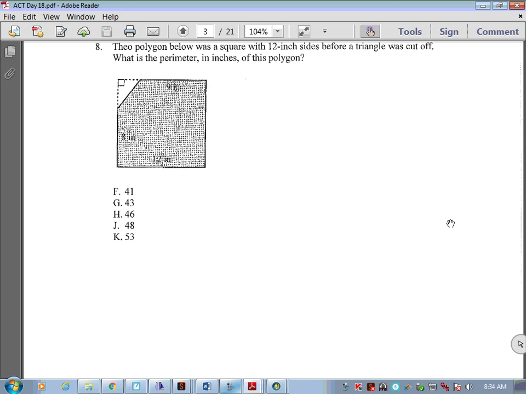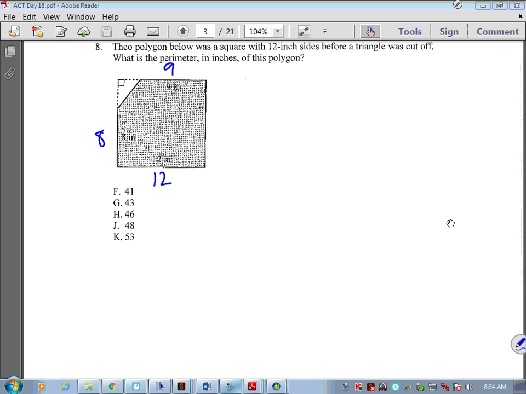The polygon below was a square with 12-inch side lengths before a triangle was cut off. What is the perimeter in inches of this polygon? What's really hard to see here, you may not have been able to see it in yours, is that there are some lengths mentioned. It says that this is 12, this is 8, this is 9.